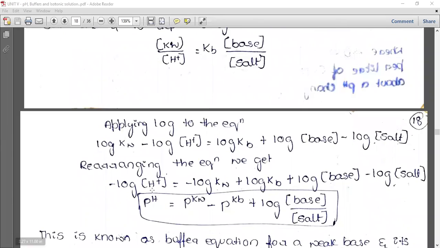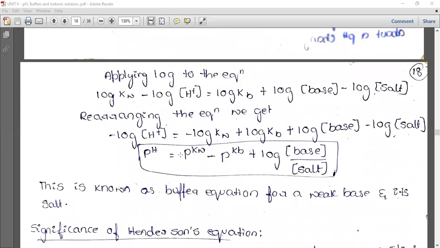So minus log of H plus is nothing but pH, and minus log Kw is nothing but pKw, and this is nothing but minus pKb. Okay, because it is plus log Kb, it is minus pKb, plus this is again in the form of log m by n, so log of base by salt. So pH is equal to pKw minus pKb plus log of base by salt. This is nothing but the buffer equation or Henderson-Hasselbalch equation for a weak base and its salt. Clear? Very, very important. Anything could be asked.